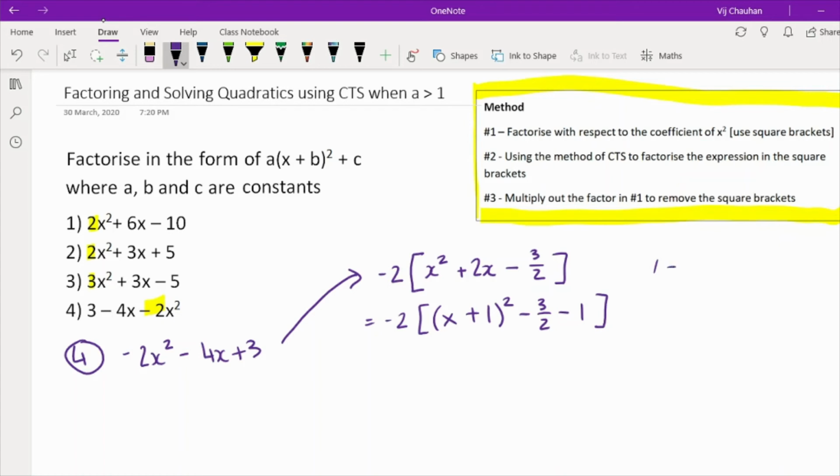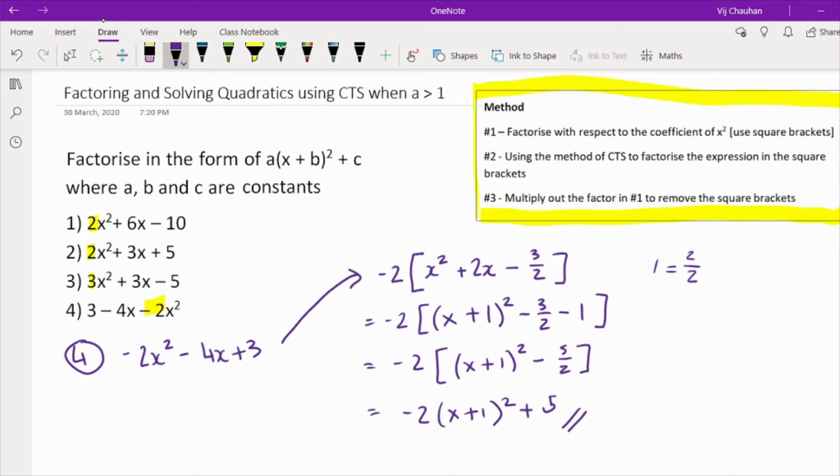And again, 1 we're going to write as 2 over 2. So here I've got minus 2 bracket x plus 1 squared minus 5 over 2, and then multiplying out the minus 2, I get minus 2(x plus 1) squared plus 5. Sorry about the 5 looking a bit dodgy, just doing the maths inside here to make sure it's correct. And there we go. So there is our answer for factorising, sorry, when we have a negative x squared.